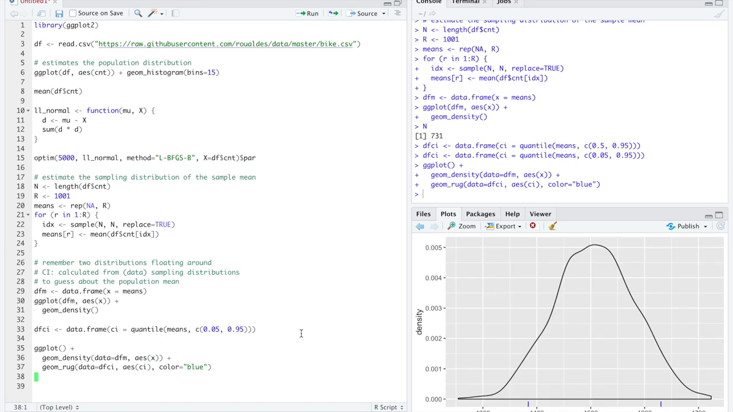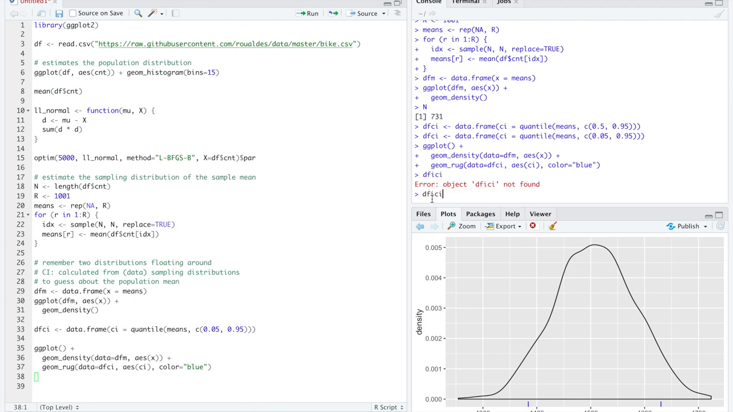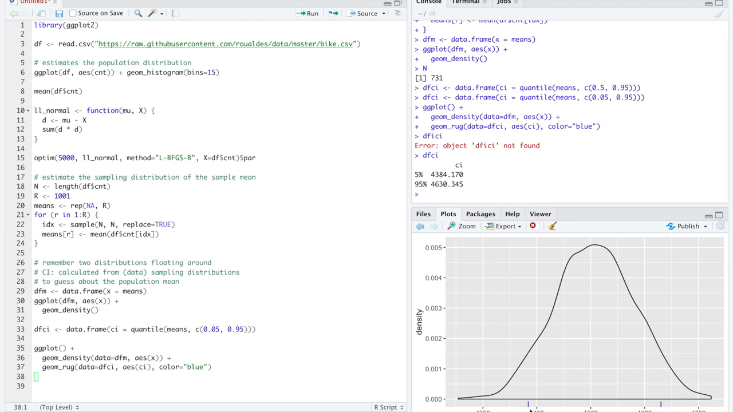So here we go. This plot's going to largely look like it did before. It is the sampling distribution estimated from the sample means. But down here, I've put what they call rug geometries that indicate where the bounds of the 90% confidence interval lie. And indeed, if we look at the data frame containing the confidence intervals, we get 4,384, something just below 4,400, and 4,630, something just above 4,600. So indeed, these are the 90% confidence intervals. And you can imagine in between here and here is 90% of the most likely sample means that we would get if we were to repeatedly estimate the population mean.